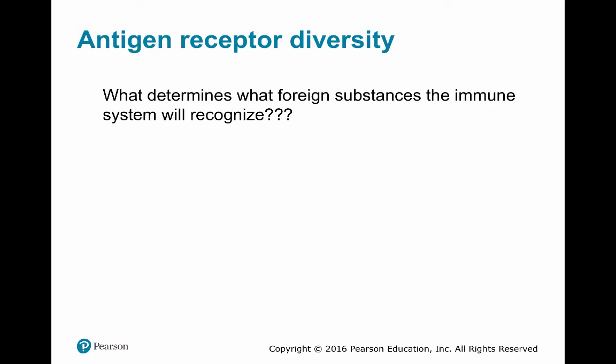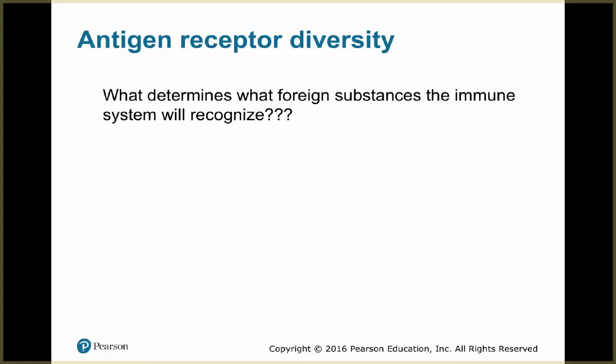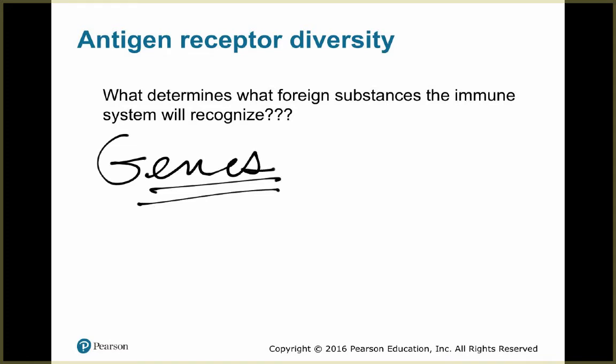So, antigen receptor diversity. Basically, what determines what foreign substances the immune system will recognize? A simple word for that is genes. Genes, not antigens, determine what foreign substances the immune system will recognize.